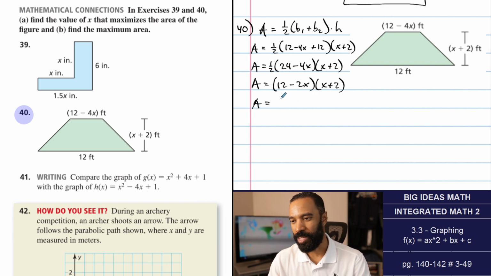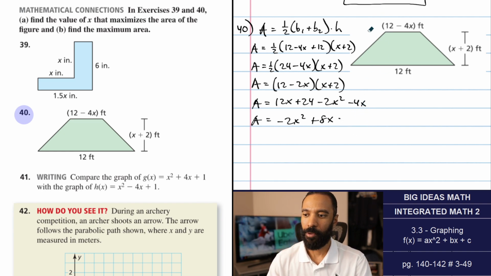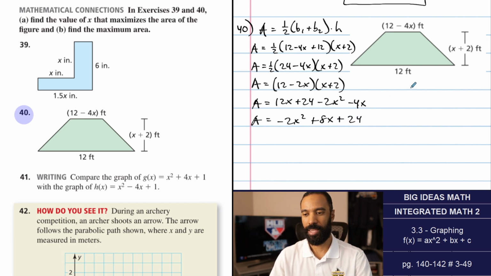So this is going to be 12x plus 24 minus 2x squared minus 4x. And combined in standard form is negative 2x squared, 12x minus 4x is 8x, and then plus 24. Whoops, plus 24.